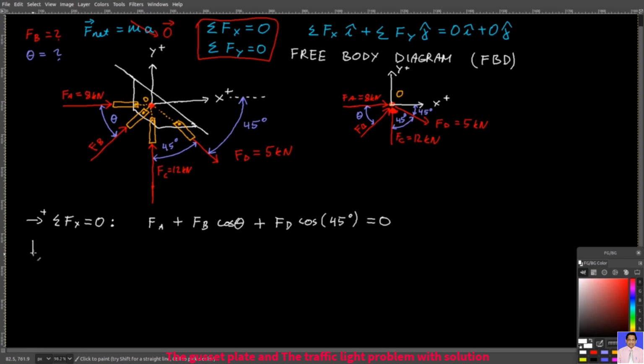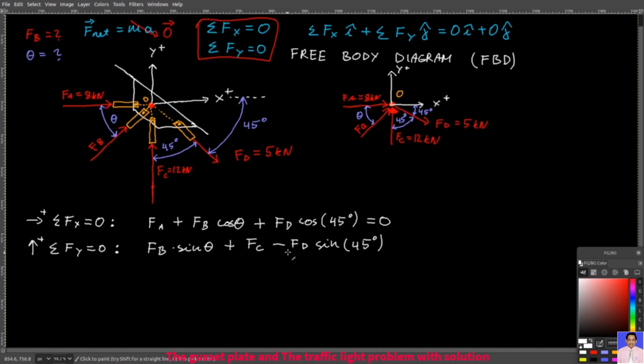And then you write the sum of the forces in the y direction equals 0. This arrow shows that positive y goes up, so colon, and then you have Fb times sine theta. That will give you the y component of this force vector, plus Fc, which only points in the y direction, minus Fd times sine 45 degrees. Now that will give you the y component of this force vector.